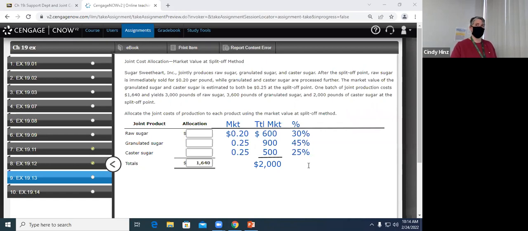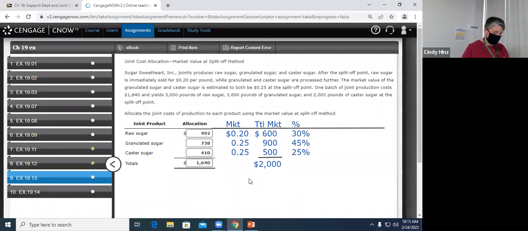Those are the percentages, just like in the last exercise, that we're going to use to allocate these total joint costs. So of the $1,640, 30% is going to be allocated to raw sugar for $492. 45% will be allocated to the granulated sugar, and 25% to the castor sugar. And then just check your math to make sure you have fully allocated.